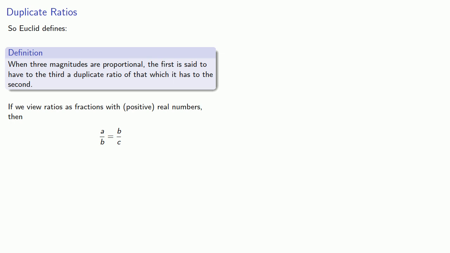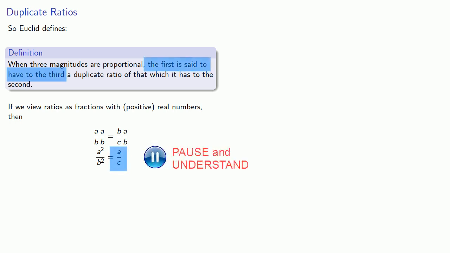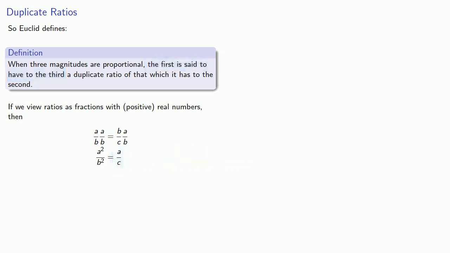So, introducing some horrifically anachronistic algebra. If we multiply both sides by A over B and simplify, over here on the right-hand side, that's our ratio of the first to the third. And over on the left-hand side, that's our duplicate ratio of the first to the second. And that means the duplicate ratio is what we think of as the square of the ratio.